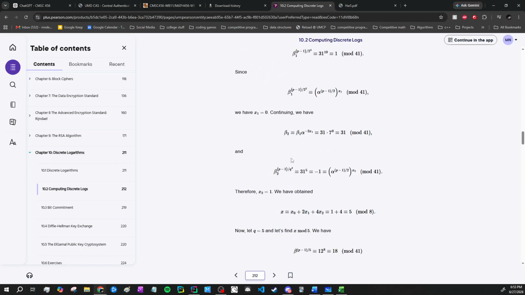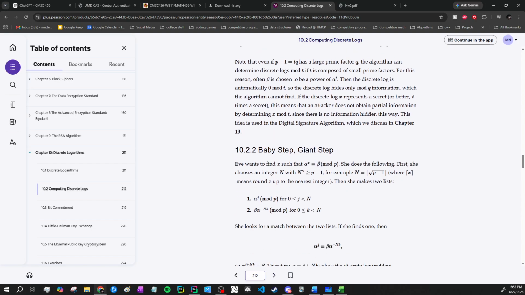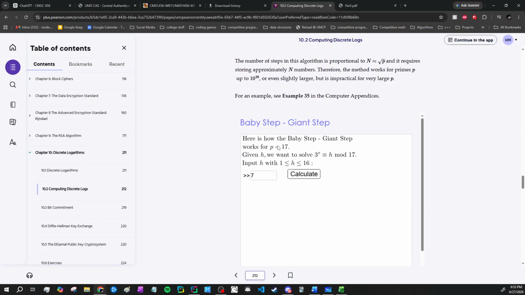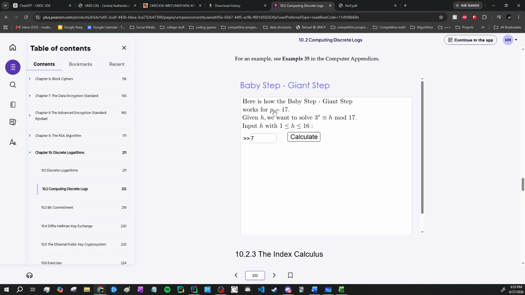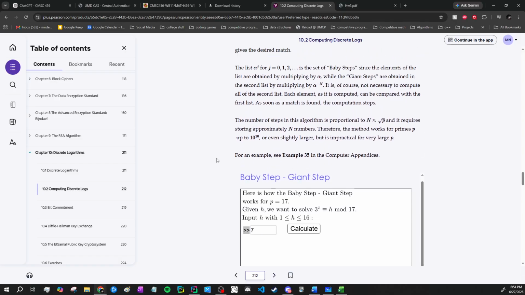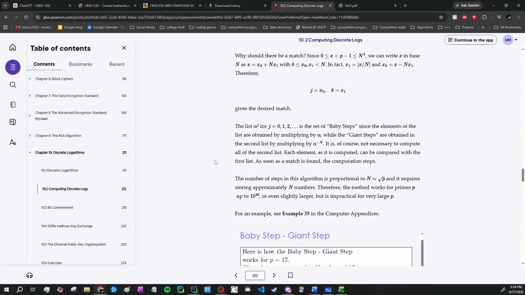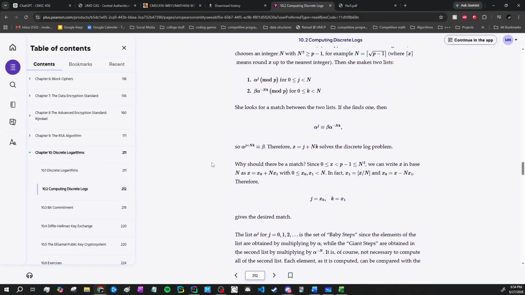It's a long page. Here, okay, baby step, giant step. Here it is. So here's about baby step, giant step, which works for prime P. We want to, given this. Thank God it's not that long, but let's see.